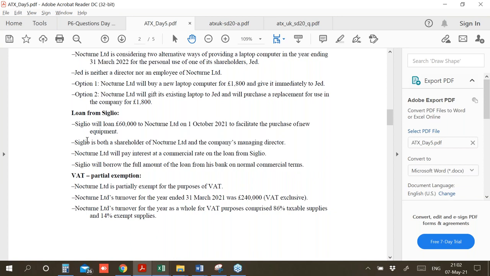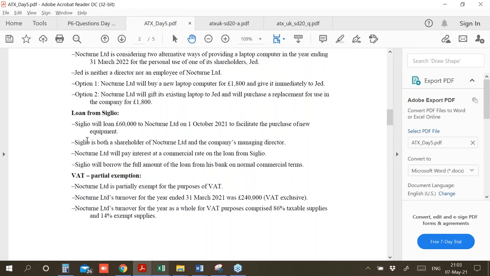Now, what is happening here? Rather than the employee or shareholder taking a loan from the company, he is giving the loan to the company. The company will be paying him the interest, and he will be paying the interest to the bank because he does not have the money on his own. He'll be borrowing the money and then giving it to the company. Now, we'll take it one by one.